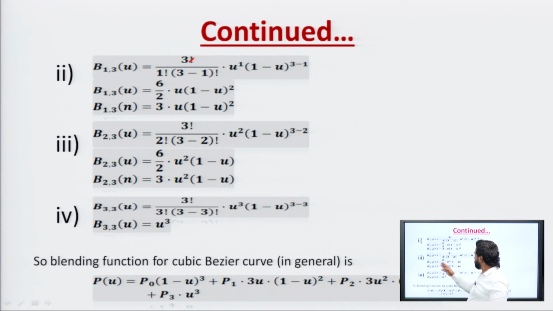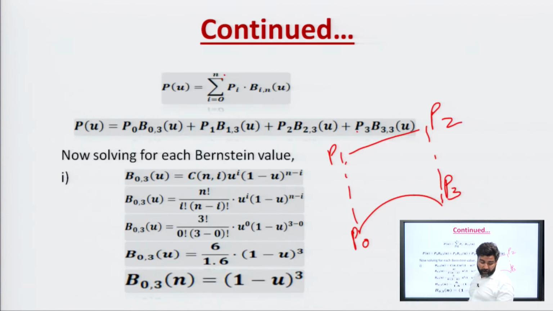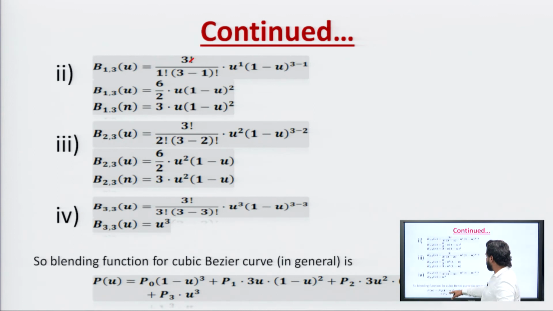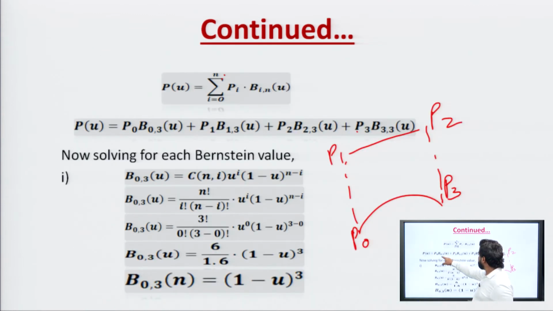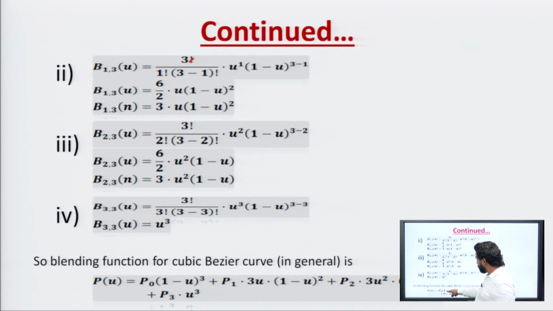In this way we can calculate B(2,3) as well, then B(3,3), and put all these values of the Bernstein polynomial in the previously defined equation. This is the equation where we will be putting B(0,3), B(1,3) and B(2,3), which we have calculated. By putting these values, B(0,3) comes out to be (1 minus u) to the power 3, so the equation comes out to be P0 (1 minus u) whole cube, and then putting the value of B(1,3) as 3u (1 minus u) square.